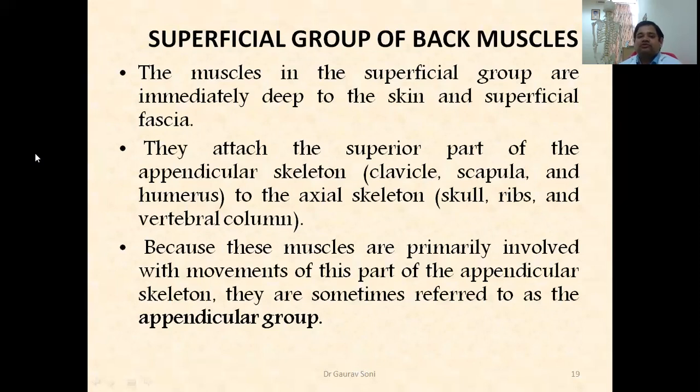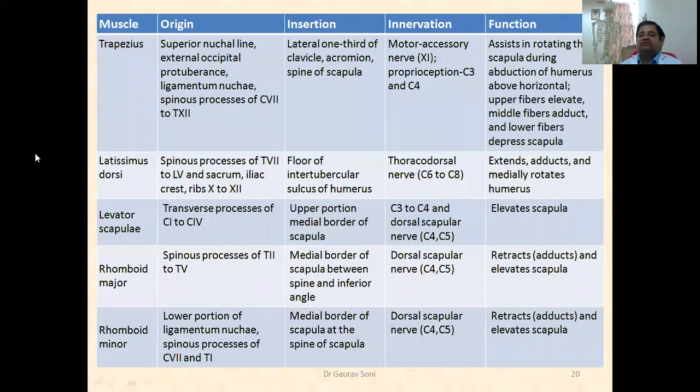They are attached to the superficial part of the appendicular skeleton, like clavicle, scapula, humerus, and to the axial skeleton: skull, ribs, and vertebral column. Because these muscles are primarily involved in the movement of this part of the appendicular skeleton, sometimes they are also referred to as the appendicular group of back muscles. Remember, appendicular group of back muscles. So I have only given it in chart format. It will be easy for remembrance also.